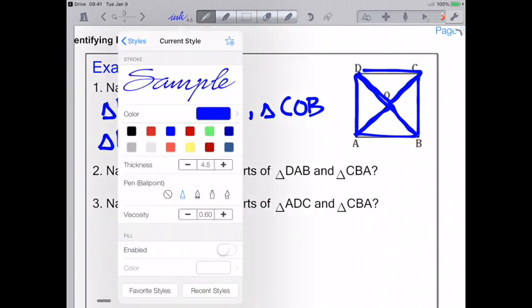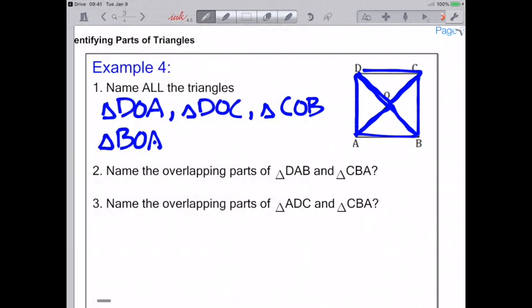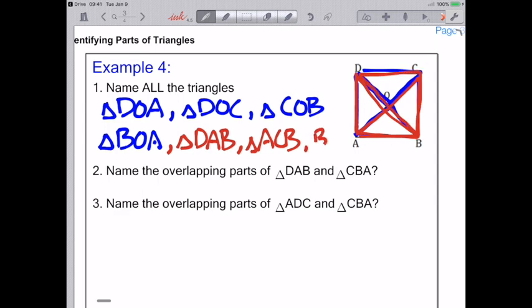then I'm going to switch to a different color to get the big triangles. So I've got triangle DAB, and I'm just going to rotate around, triangle ACB, triangle BCD, then what other one do I have? I did the bottom left, bottom right, top right. I've got DAC, triangle DAC.